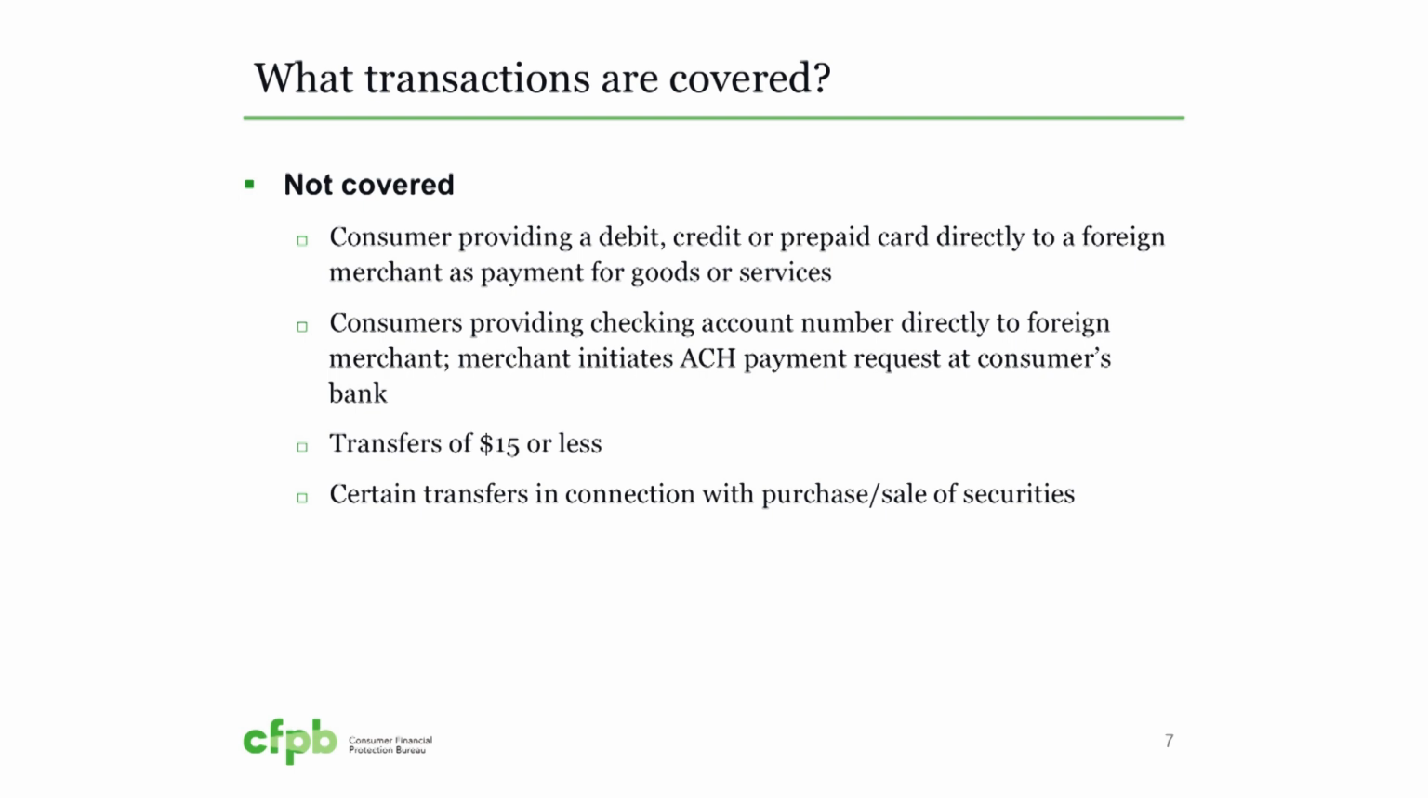First, a consumer providing a debit, credit, or prepaid card directly to a foreign merchant as payment for goods or services would not be a remittance transfer. For example, calling a store in Mexico to order something to be sent to you in the United States, and you give that store your credit card number, would not be a remittance transfer. Second, consumers providing checking account numbers directly to foreign merchants would not be considered remittance transfers. In addition, where a merchant sends ACH payment requests to the consumer's bank would also not be a remittance transfer. For example, if you contact a utility abroad directly and have that utility debit your account in the United States, such a transfer would not be a remittance transfer under the rule.